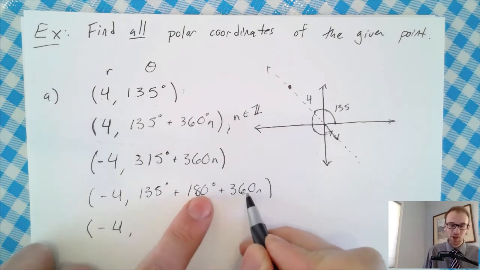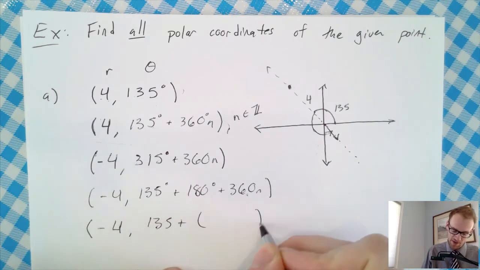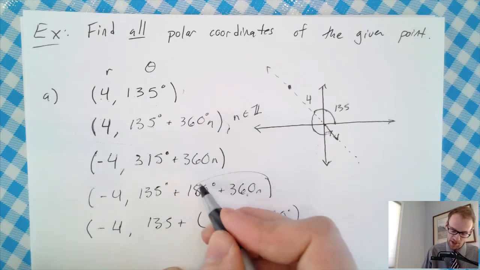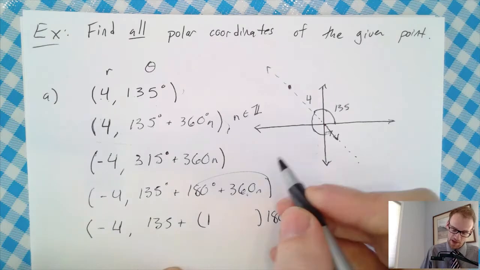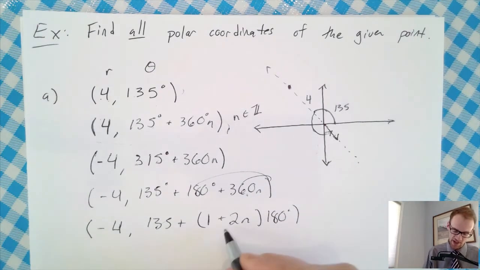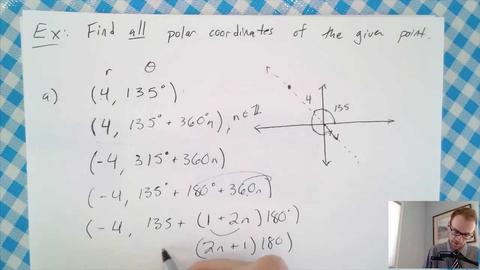They factor 180 out of these two terms here. So they do 135 plus, and they have their two terms with 180 degrees factored out to the right. So they pull 180 out of there, and they're left with 1. They pull 180 out of there, and they're left with 2n. And actually, they don't write it like that. They switch these around, so it's 2n plus 1 times 180. Okay, so this is starting to look like a mess.